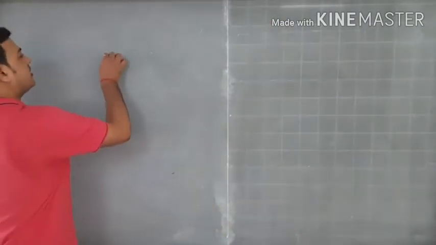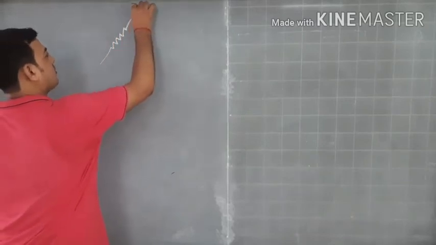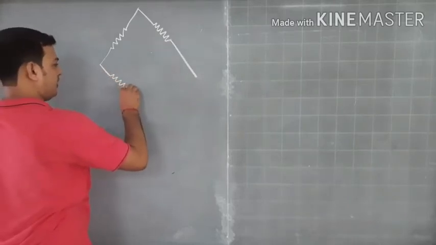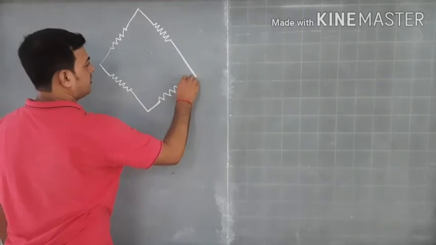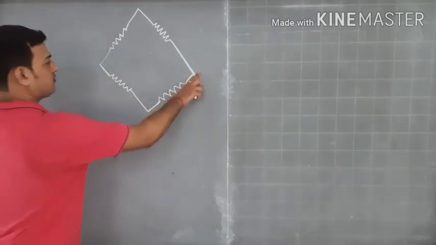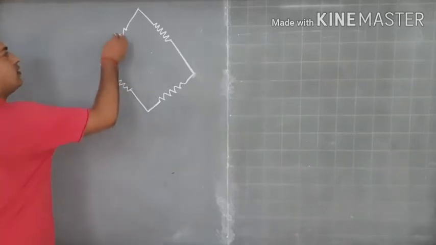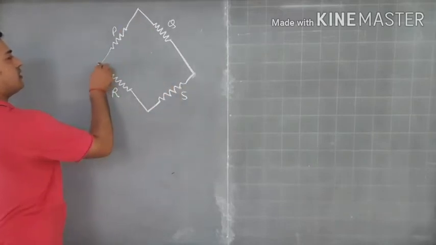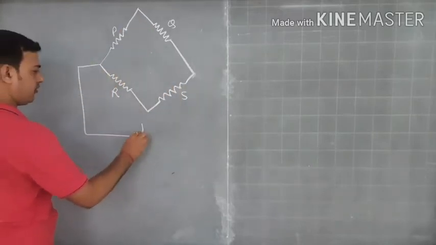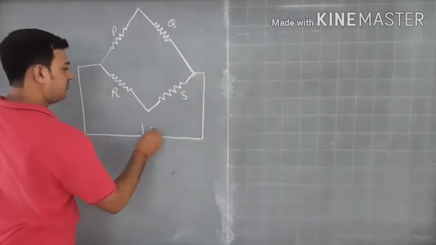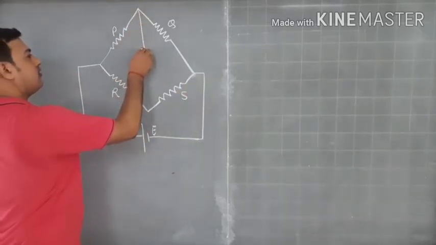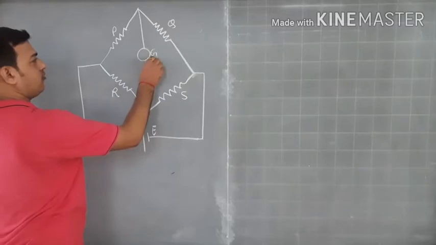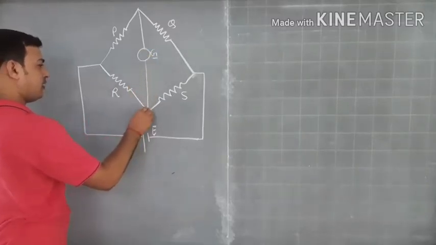As I told you, Wheatstone Bridge is a combination of four resistances. So I am just taking four resistances and I connected them to form a quadrilateral. Let me call this resistance P, this is Q, this is R, this is S, and I will connect this combination with the help of a battery of EMF E, and I will connect a galvanometer along this diagonal, and see that the galvanometer has a resistance of G.